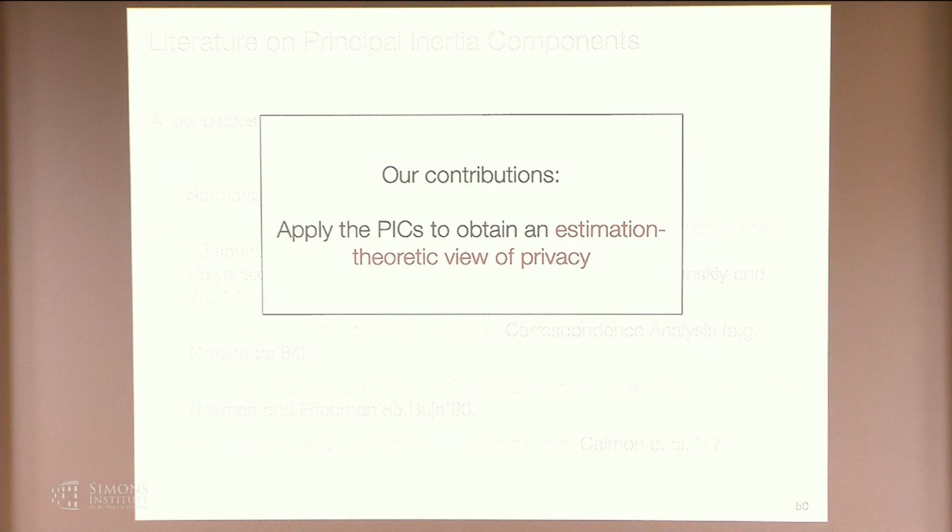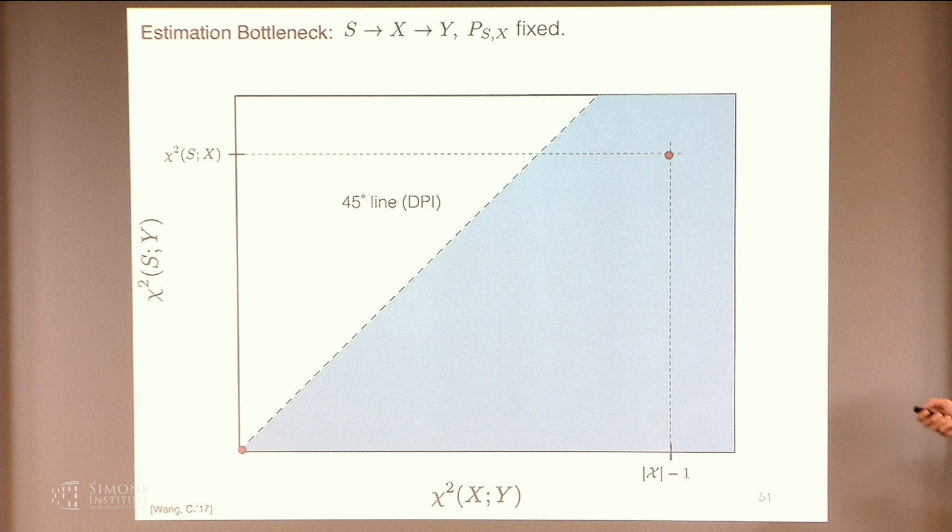So, and our contributions, what I'm bringing to the table here today, is that we're applying the PIC to obtain an estimation theoretic view of privacy. So let's go back to privacy, okay? And now, before we had something that looked like the information bottleneck, where we used mutual information. What we're going to look at now is the estimation bottleneck, where I'm measuring the dependence between X and Y and S and Y in terms of chi-square.